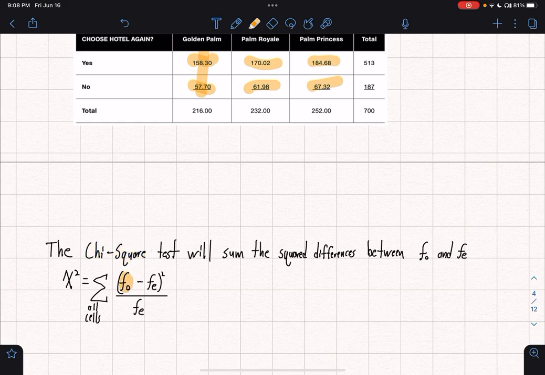We're going to take the observed value, subtract the corresponding expected value. We're going to square that difference, and then we're going to divide by the expected value. And we're going to do that for all of our cells, and then we're going to add all of those up. That number is going to be our test statistic, which we call the chi-square statistic.